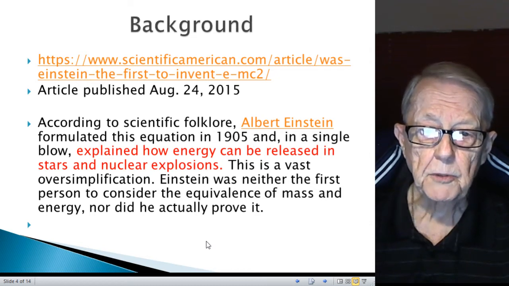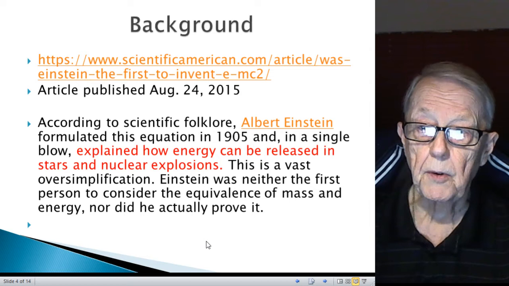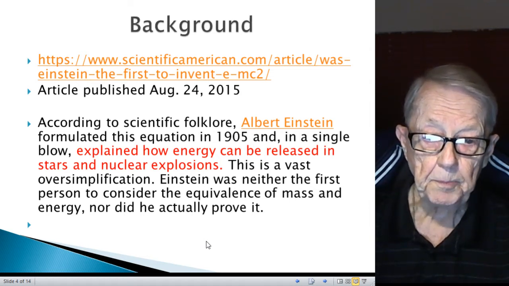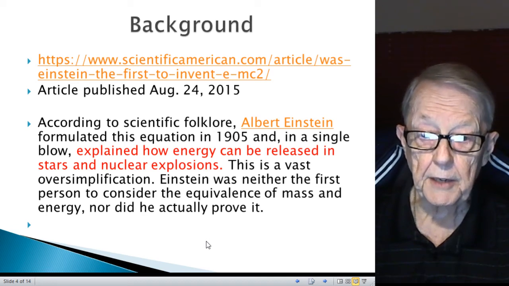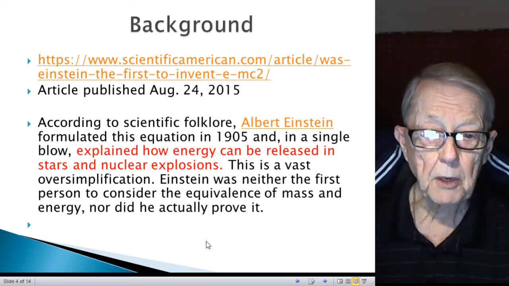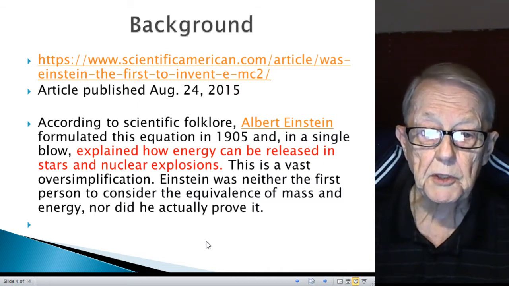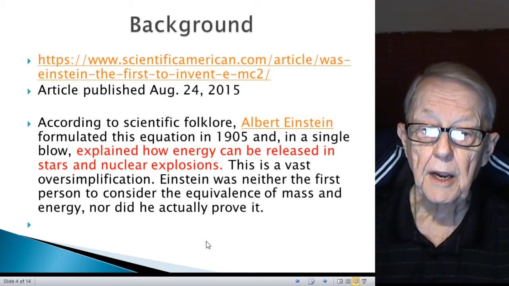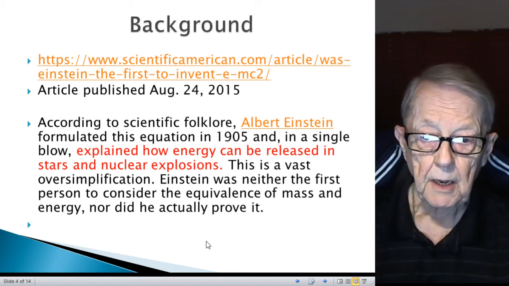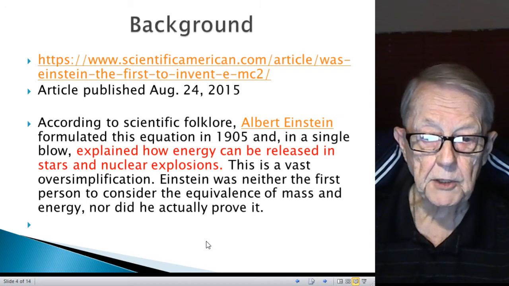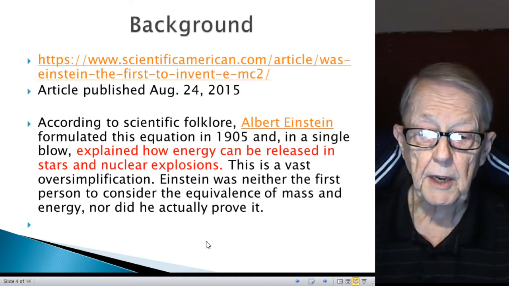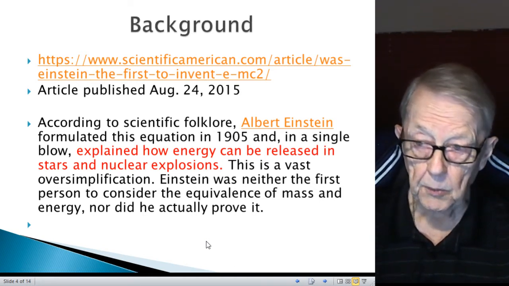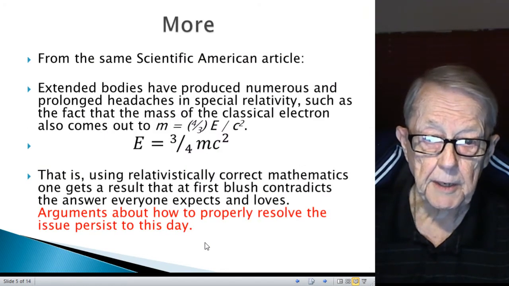Well, a little bit of background. I found this article from Scientific American published August 24th in 2015, and this is an excerpt from that. According to scientific folklore, Albert Einstein formulated his equation in 1905, and in a single blow explained how energy can be released in stars and nuclear explosions. This is a vast oversimplification. Einstein was neither the first person to consider the equivalence of mass and energy, nor did he actually prove it. There were others who had worked on the same idea.